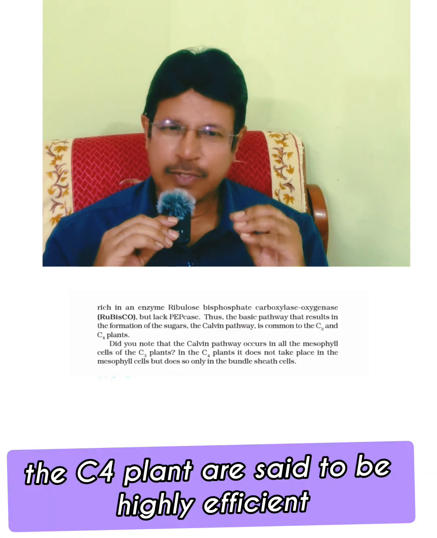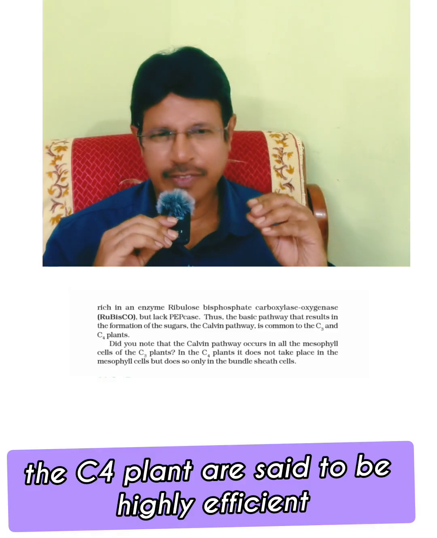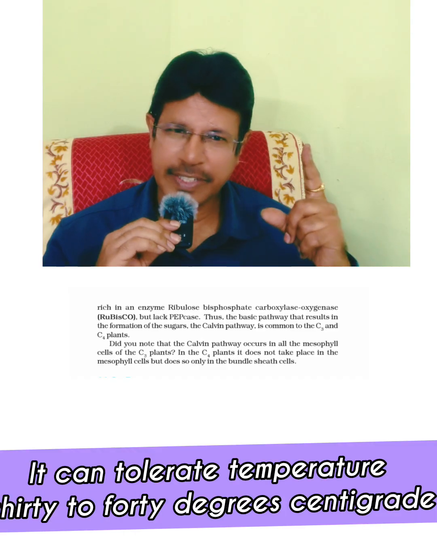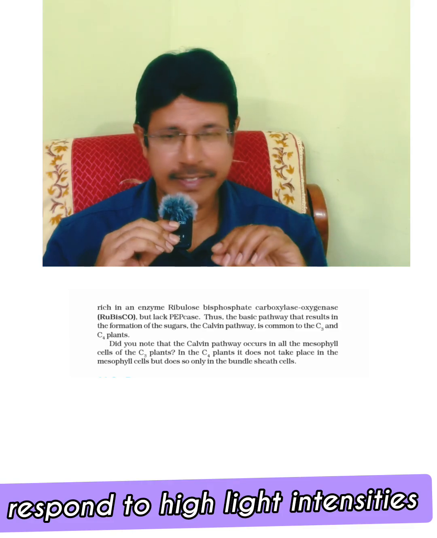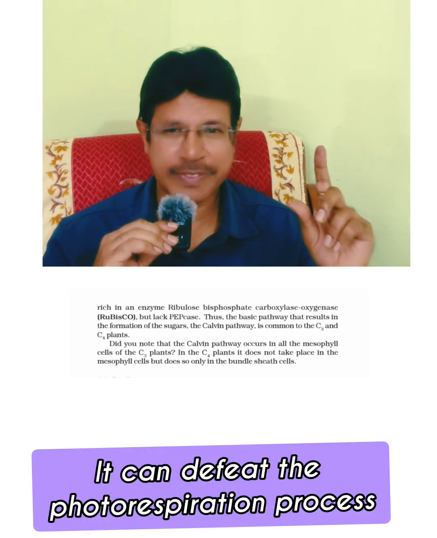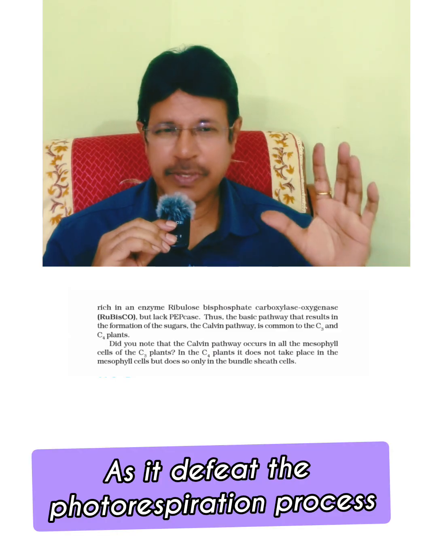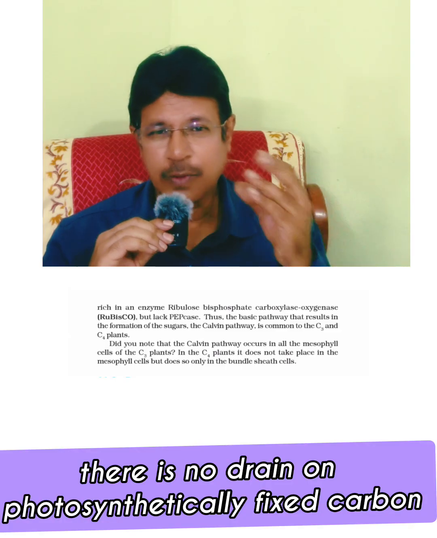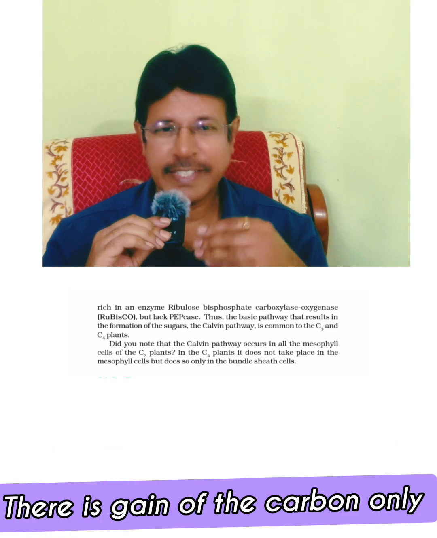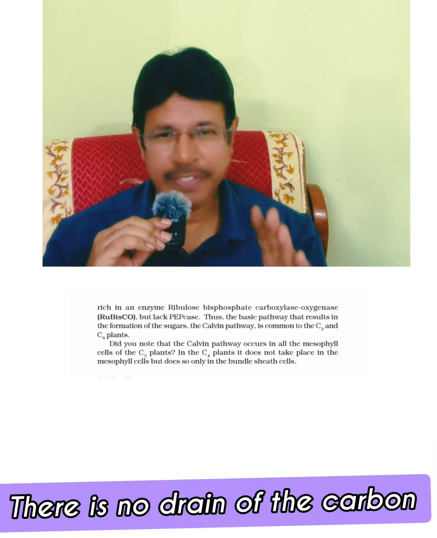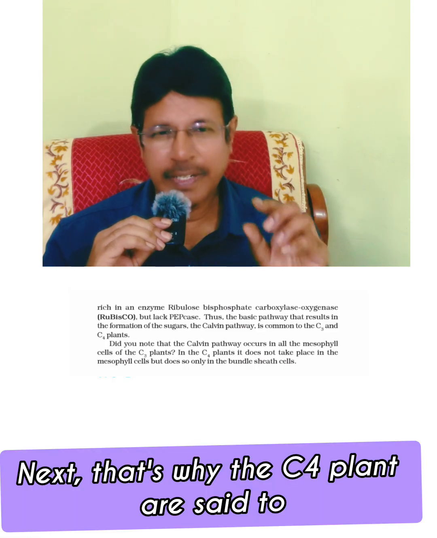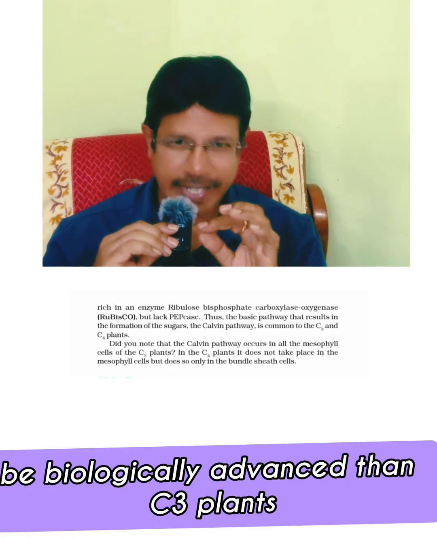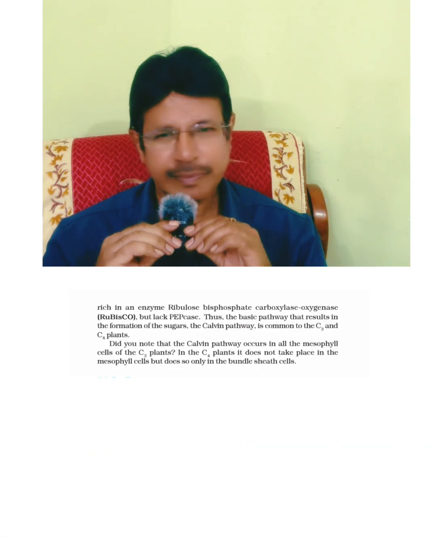Next, C4 plants are said to be highly efficient. Why? There is a high productivity. Why high productivity? They can tolerate temperatures of 30 to 40 degrees centigrade and respond to high light intensities. They can defeat the photorespiration process. As they defeat photorespiration, there is no drain on photosynthetically fixed carbon. There is only a gain of carbon, no drain of carbon. That's why C4 plants are said to be biologically advanced compared to C3 plants.